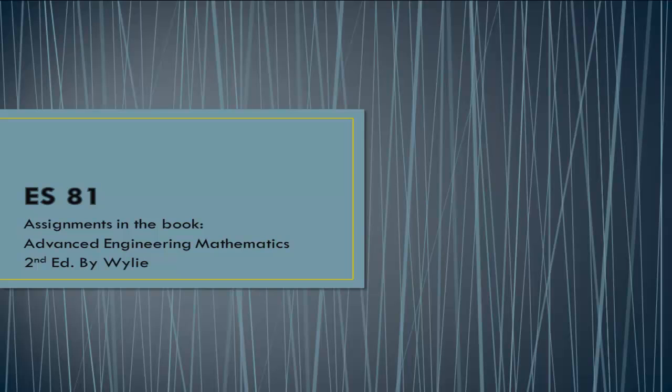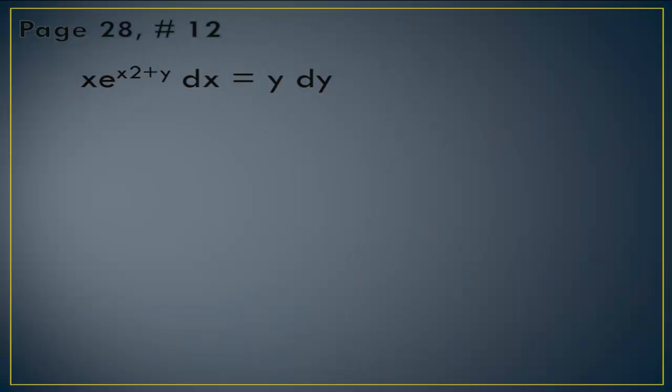Hello, in this video I'm going to answer a few questions in the book Advanced Engineering Mathematics 2nd edition by Wiley. So the first question is found on page 28, number 12, which is x dx squared plus y dx is equal to y dy.